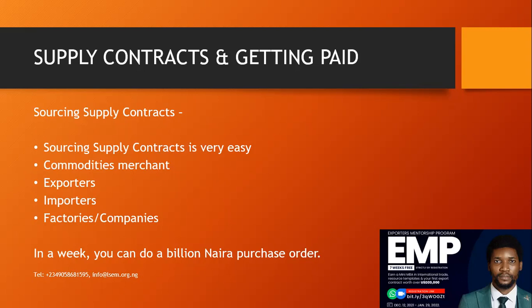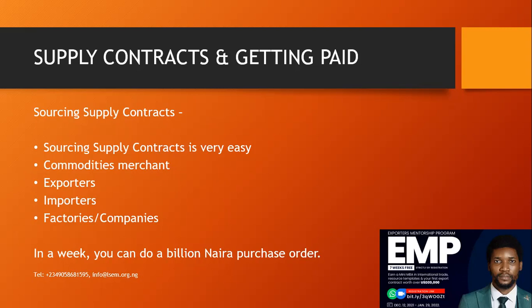You can source from exporters, from importers, the factories and companies in your local environment, in your local community, and your local area. Yes, in a week, you can do a billion naira purchase order. Yes, if you know what you are doing, if you have the capacity, if you have investors, if you have maybe some group of companies backing you up, if you have banks who are already giving you a nod or a go ahead to raise supply contracts, you can get all these done within 1 week.